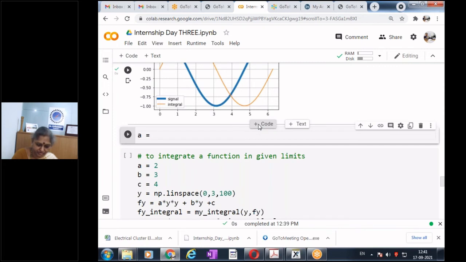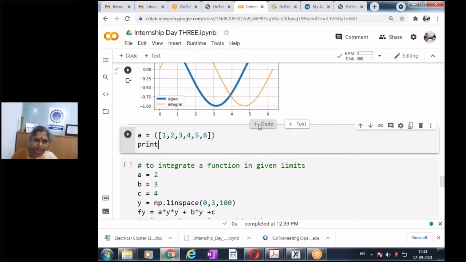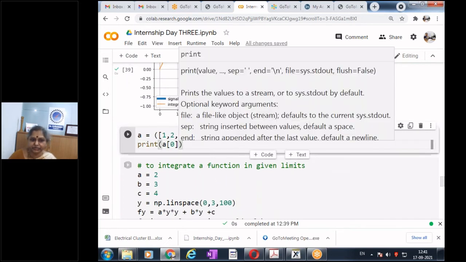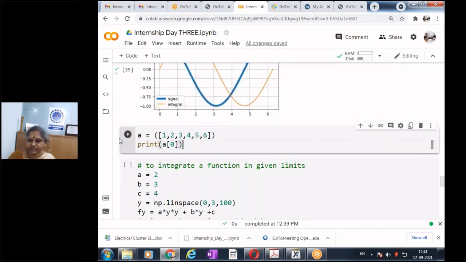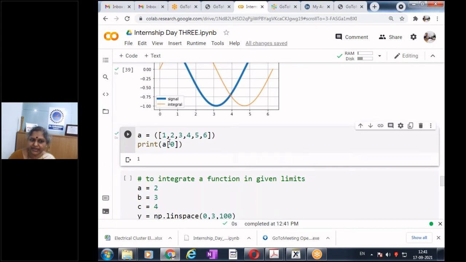Suppose a is equal to 1, 2, 3, 4, 5, 6. And if I tell print a[0], what will I get if I print a[0]? I'll get 1. So I get the first value because my index in Python starts from 0. If I want the last value, what should I do? I put a[-1]. a[-1] will give me the last value. If I want the second last value, I do a[-2]. If I print a[-2], I get the second last value.